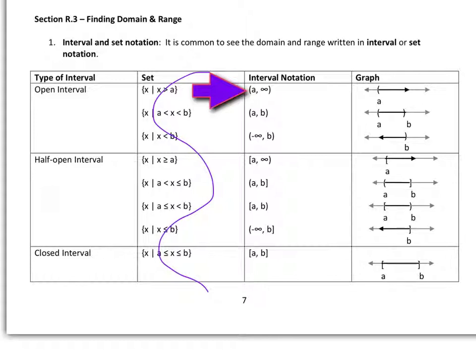But if we instead looked at the other case, down here, negative infinity to b, in this case the arrow is going to the left because now we're saying all numbers up to b, but not including b because b has parentheses around it, so we don't actually ever equal b, we just get really, really close to it.